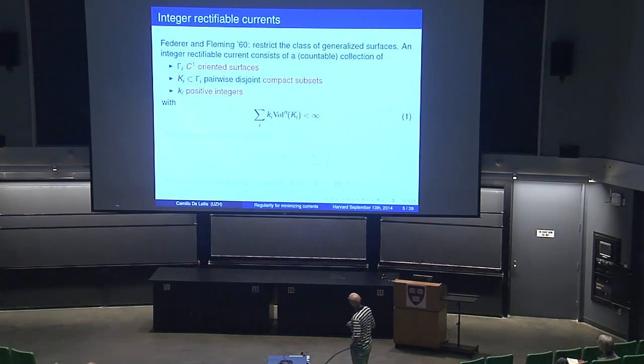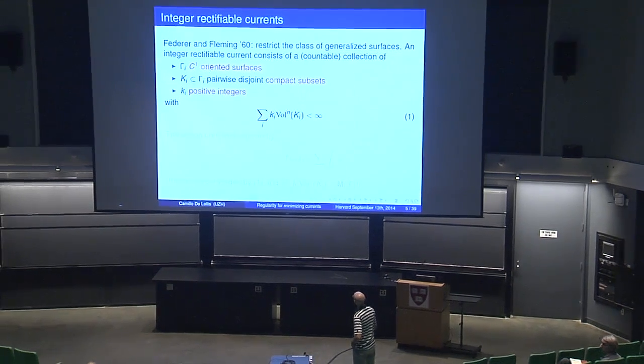So anyhow, think about having a countable collection of C1 oriented surfaces. Now, on each of these surfaces, you pick a compact subset. The compact subset might be very bad. For instance, you can take a plane, and you can cut out a square inside, and that's OK. But you can also cut out a set which is very porous, for instance.